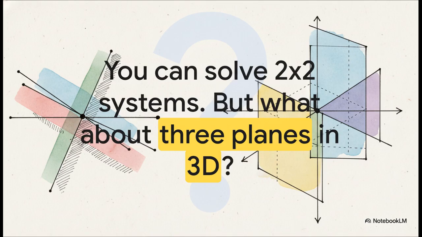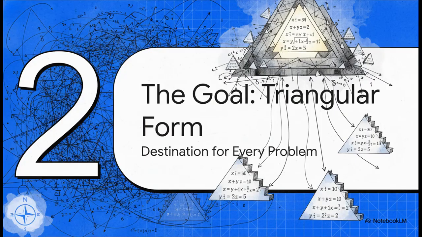We're talking about planes, these huge, flat sheets that stretch out forever in 3D space. Our new mission is to find the one single point in all of that space where three of these planes all intersect. It's the same idea, just with a whole new dimension. So how in the world do you handle that extra complexity?